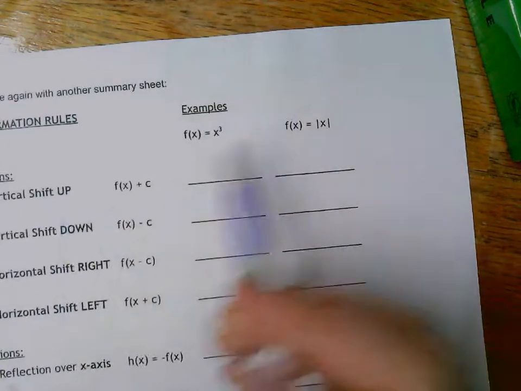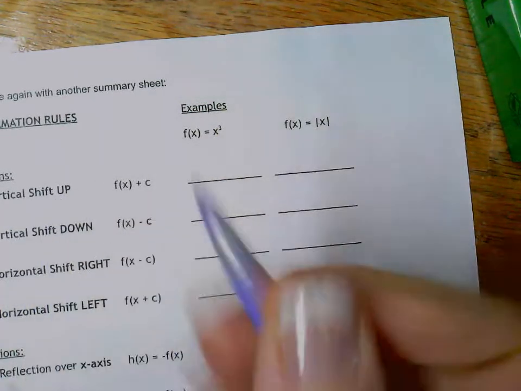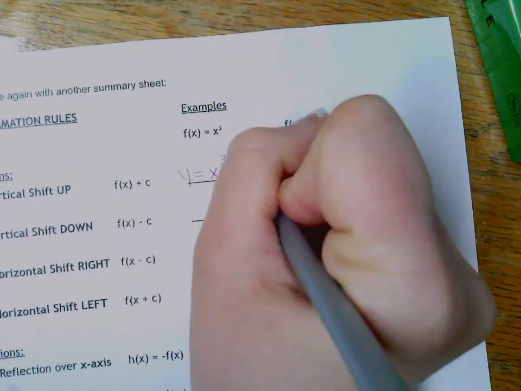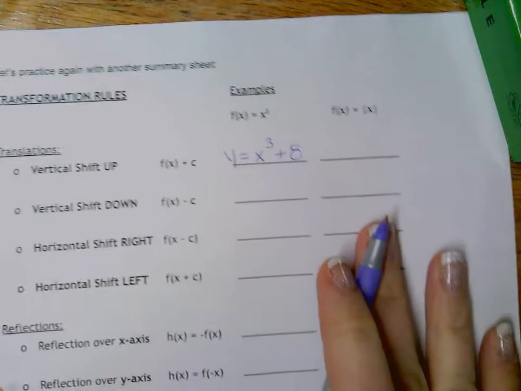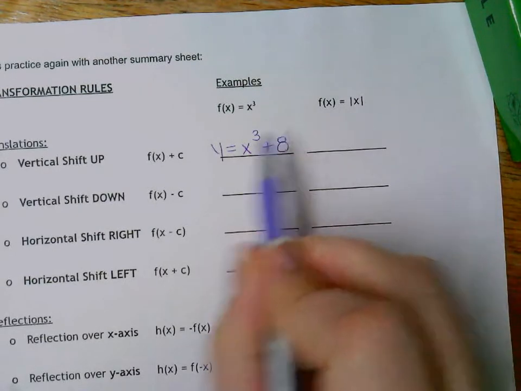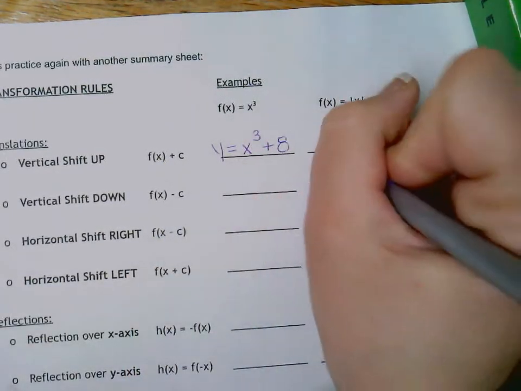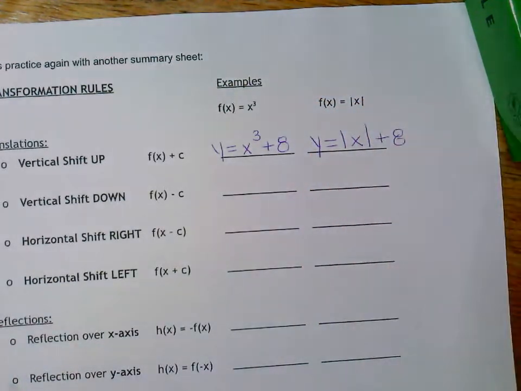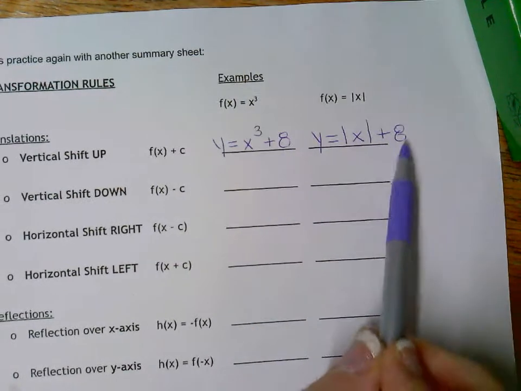So how would I show that x cubed is going up? So I might write y equals x cubed plus 8, right? That would move it up 8 on the y-axis. So you're adding a number outside of the function. What about absolute value? It's kind of the same. Y equals the absolute value of x plus 8. So the function comes first, and then you're adding a number outside the function.